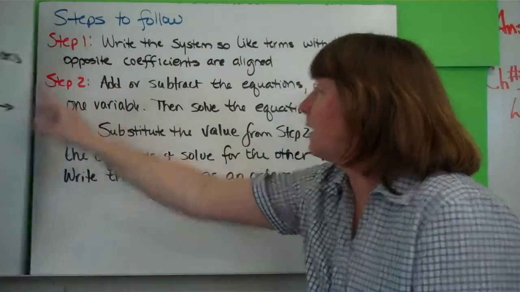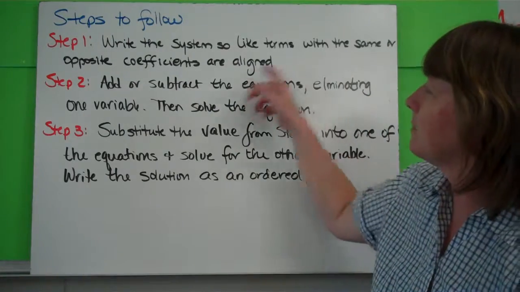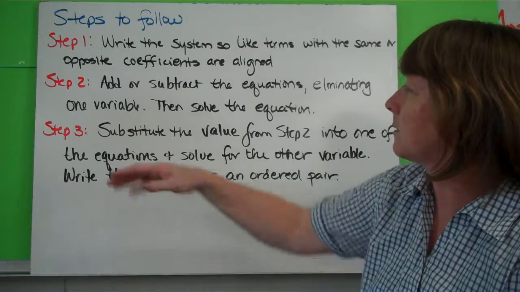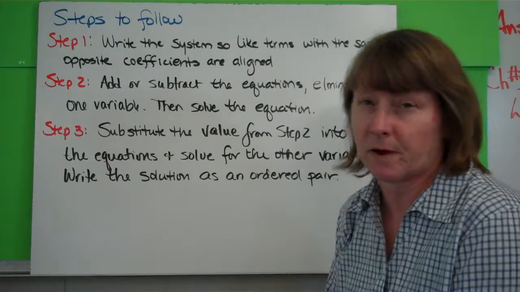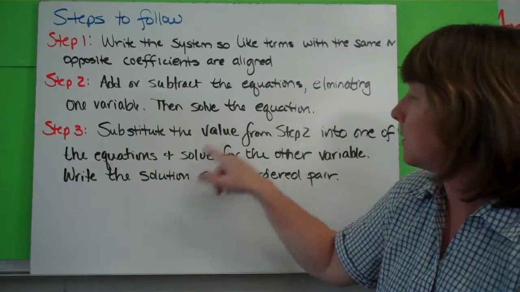The steps to follow. Step 1. Write the system so that like terms with the same or opposite coefficients are aligned. That way when you add them, they're already lined up. Step 2. Add or subtract the equations, eliminating one variable. You want to eliminate one variable and then solve that equation for the variable.